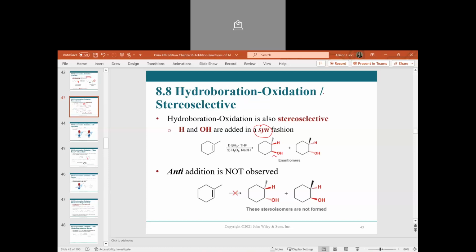What that means is that, in reference to the double bond, both our H and OH will add in the same plane. You can see that if the H is on a wedge, the OH is on a wedge, or vice versa, we'll get the dash pair. So we have the H and the OH on a dash, and these will be our products. We'll always get enantiomers. They will add in a syn fashion, and we'll get these enantiomer products, but we will not see an anti-addition, which would be a wedge and a dash of our H and OH. So these will not happen.